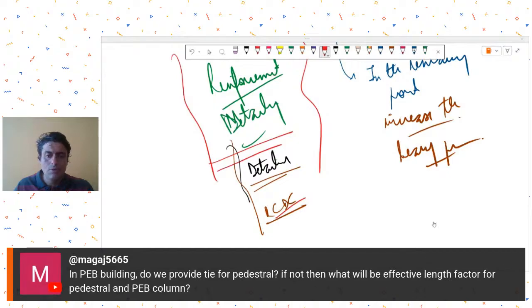The next query is from Engineer Magaj. In PEB buildings, do we provide ties for the pedestal? If not, then what will be the effective length factor for the pedestal and PEB column?